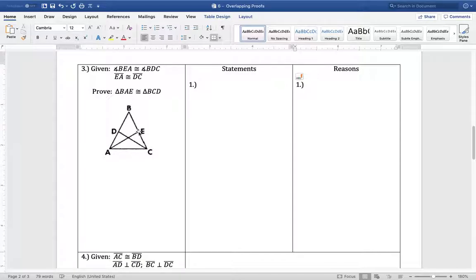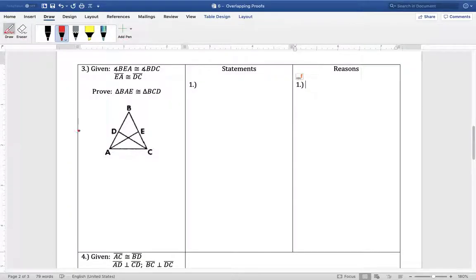We got triangle BAE and triangle BCD. Actually, yeah, there's a couple. There's the overlapping ones at the bottom too. So I'm going to redraw these. Again, not so easy to do with this mouse, but I'll give it a shot. We've got triangle BAE and triangle BCD, which would look like this. And you get the picture.